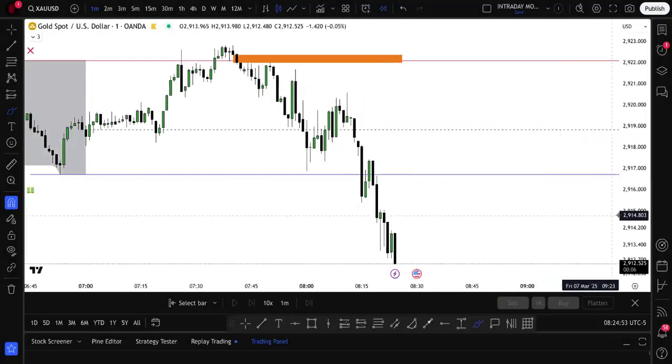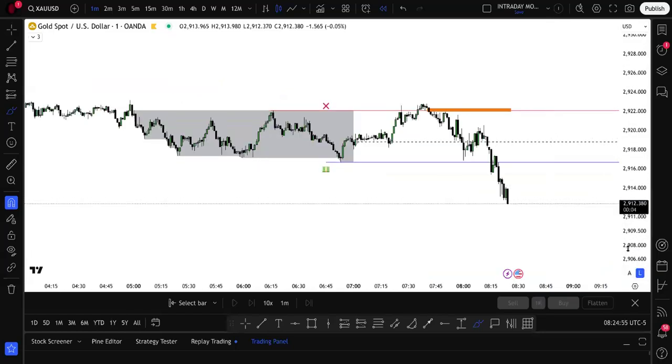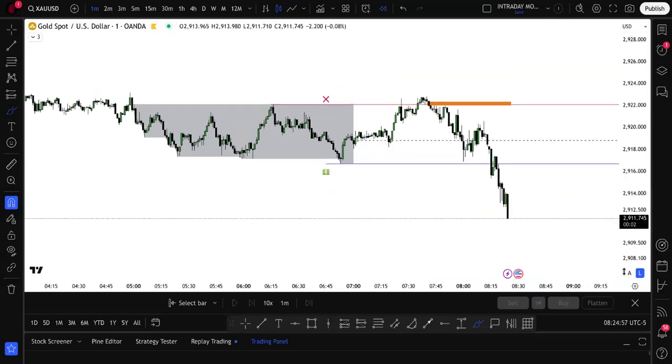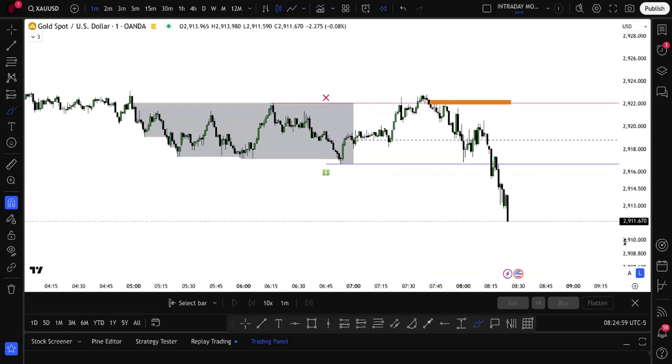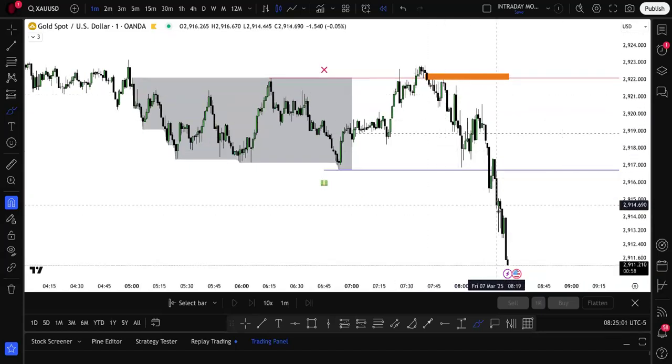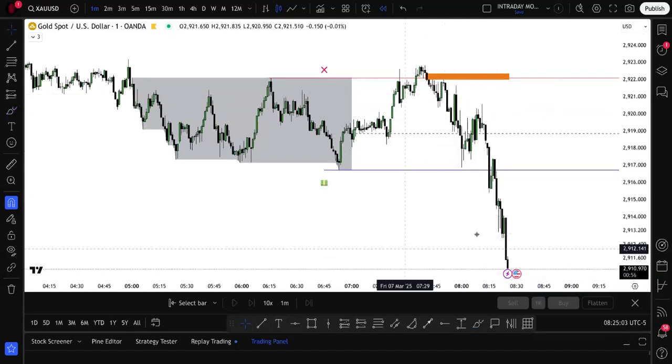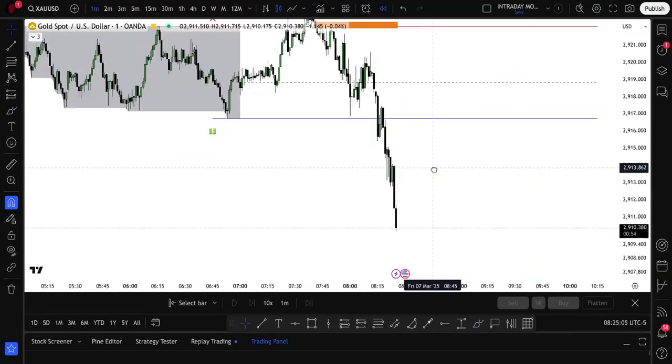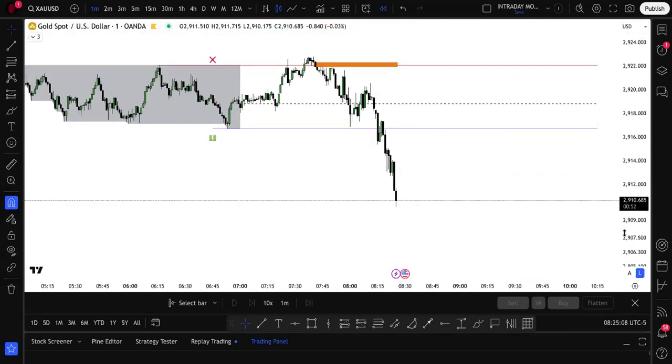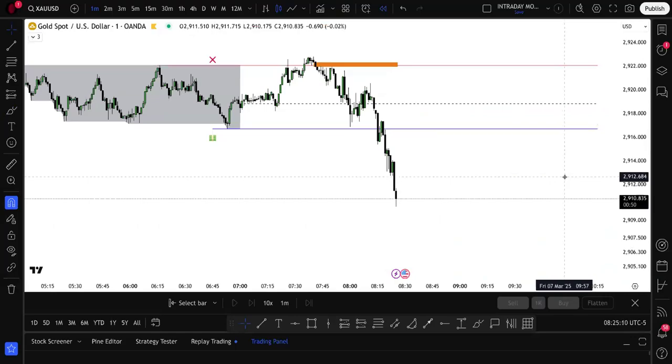Gold. Man, gold's still going. Look at that. Wow. This was beautiful. Great price action. Great structure here. We got 5 more minutes to NFP. Let's take a look at the dollar real quick.